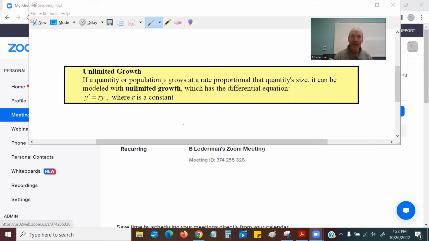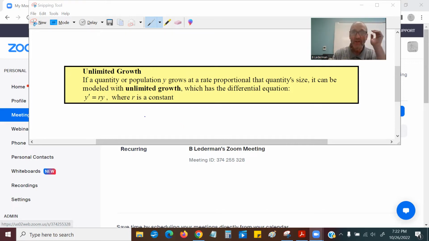Actually, our example was a little more complicated because we had that $20 fee, but this is the essential equation: y prime equals some constant times y itself. I want to do another example of unlimited growth. And then I'm going to show you something called limited growth, which I'll show you later. But first, let me show you another example of unlimited growth.